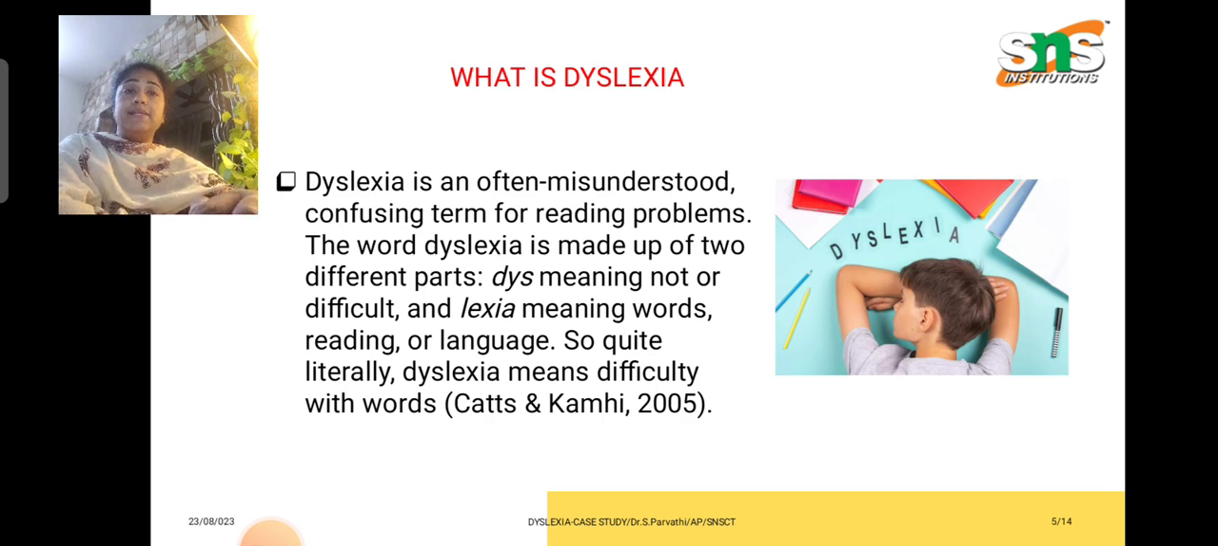What is dyslexia? Dyslexia is an often misunderstood, confusing term for reading problems. The word dyslexia is made up of two different parts: dys, meaning not or difficult, and lexia, meaning words, reading or language. So quite literally, dyslexia means difficulty with words. This term was coined by Katz and Kami in 2005.